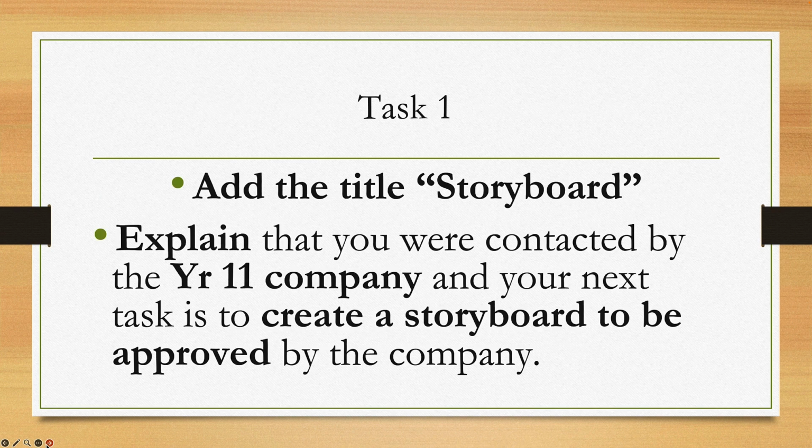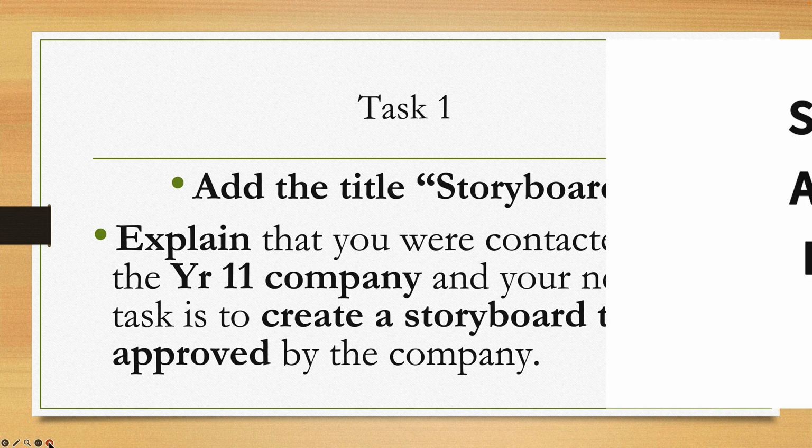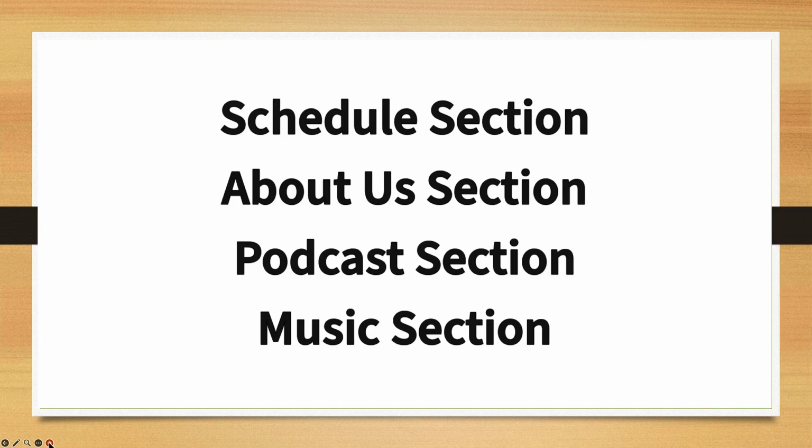The next thing that they need to do is explain to me that they were contacted by the Year 11 company and that their next task is to create a storyboard to be approved by the company. They cannot copy any of this information here. They just need to explain to me in their own words how they've been contacted by the company and what they need to do. And what they need to do is to create a storyboard, and it needs to be approved by the company. They then need to tell me the different sections that they need to include in the storyboard, which will be the schedule section, the about us section, and the other sections that are there.